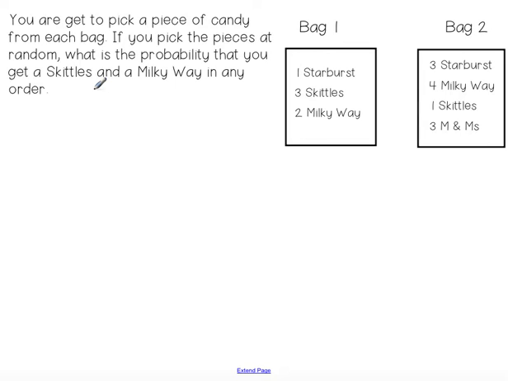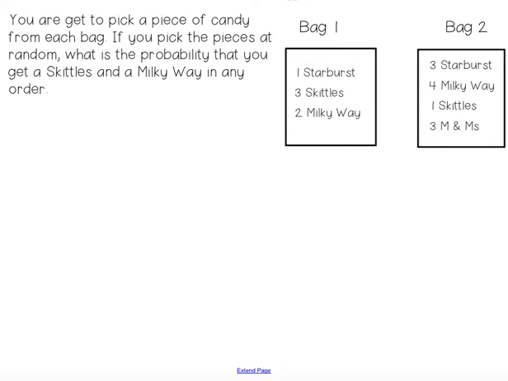and I have a new question, and it says, you're going to pick a piece of candy from each bag. If you pick the pieces at random, what is the probability that you get a Skittles and a Milky Way in any order? So I could get the Skittles in bag 1 and the Milky Way in bag 2, or the opposite, I could get the Skittles in bag 2 and the Milky Way in bag 1.